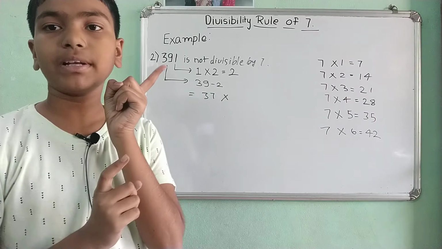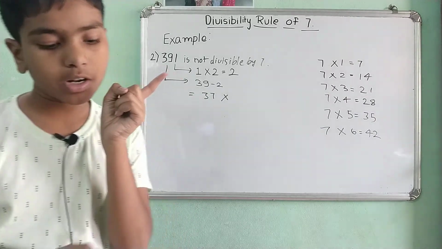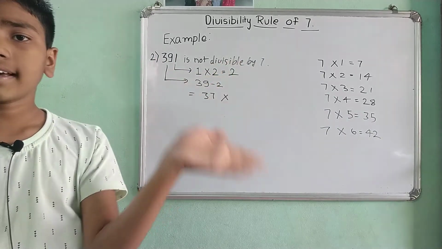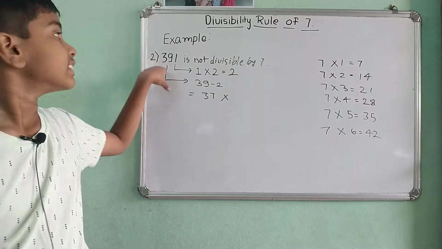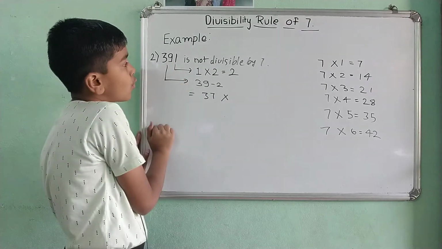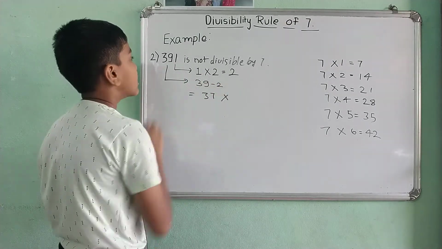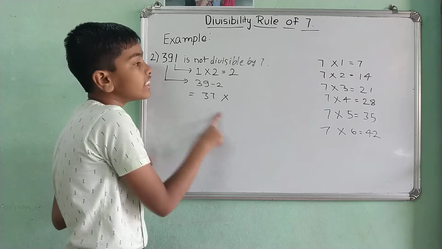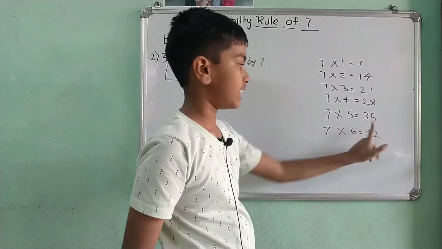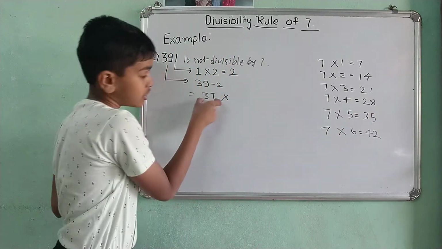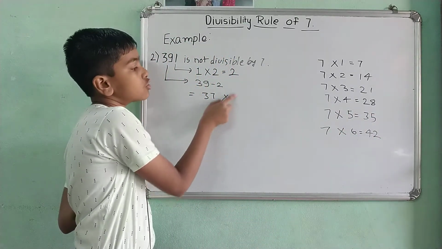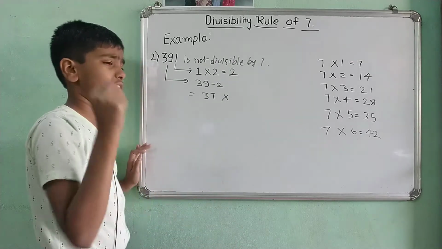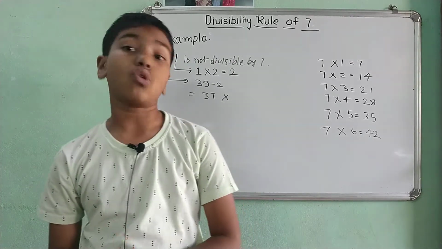Now let's say our example 2. In example 2, our number is 391, as you see. In this, I have given you the whole solution. See clearly, 391, I repeated the ones place, I got 1 into 2 equals 2. Then I took the remaining left side numbers, I got 39 minus 2. That was 37, and as you see in the multiplication table, I get 35 and directly 42. So there was no chance that 37 was coming in my multiplication table. So it's not divisible. So I crossed it out, and as I said, 391 is not divisible by 7. And I am literally sure that it is not. Okay.